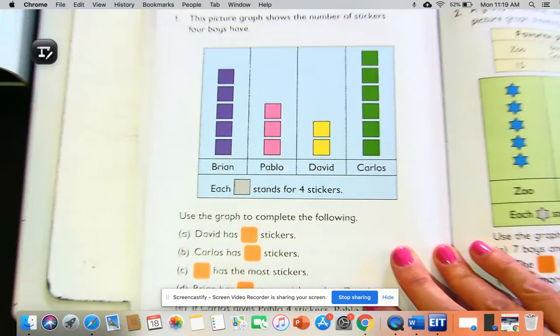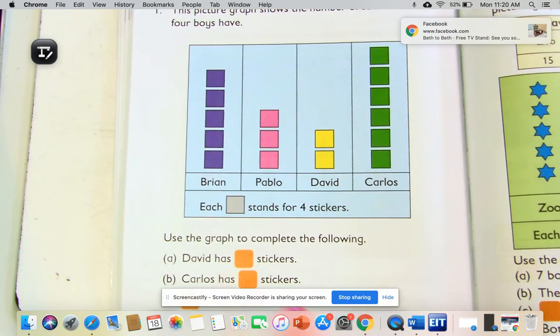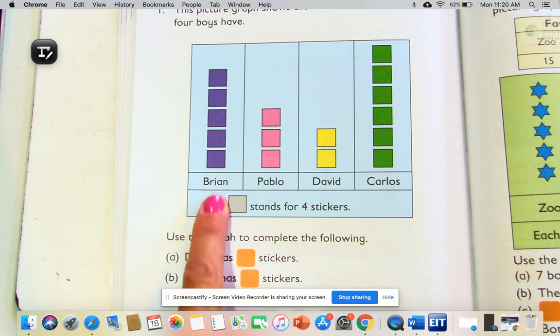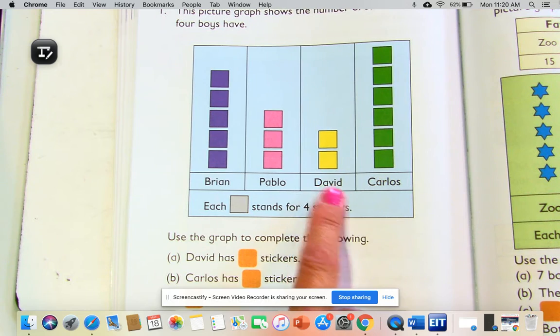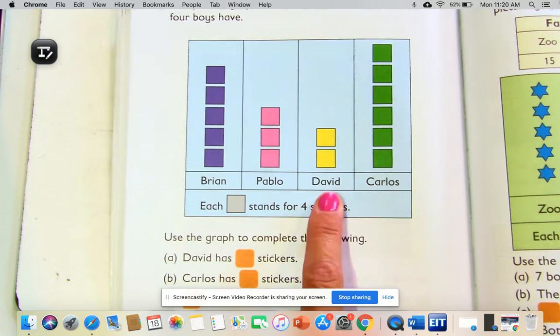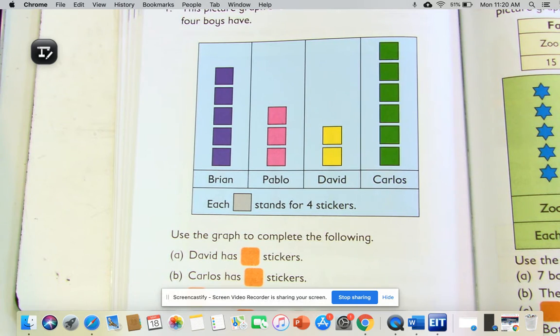All right, so we have some boys and they have some stickers, and we can see here that Brian has some stickers, Pablo has some stickers, David has some stickers, and Carlos has some stickers. Lots of David in this book, isn't there? Hi, David. How you doing?